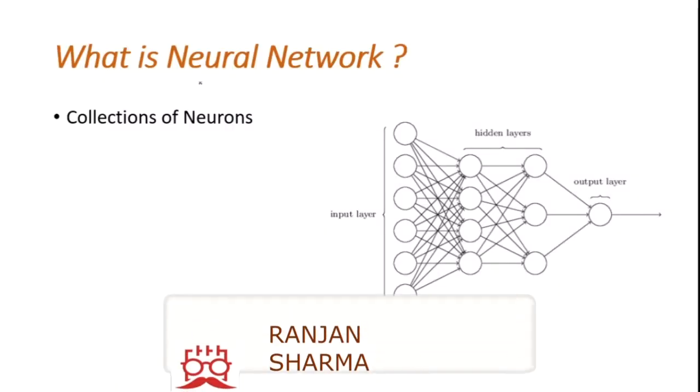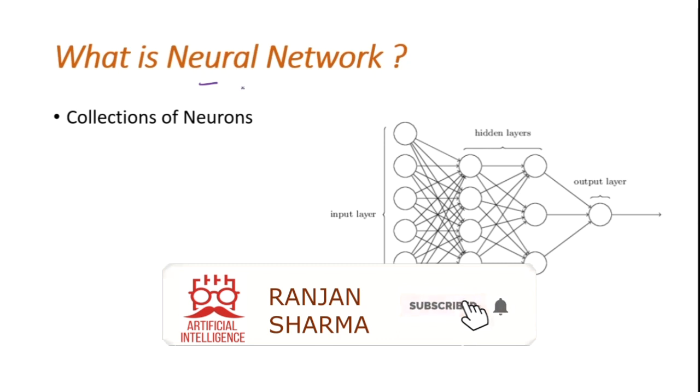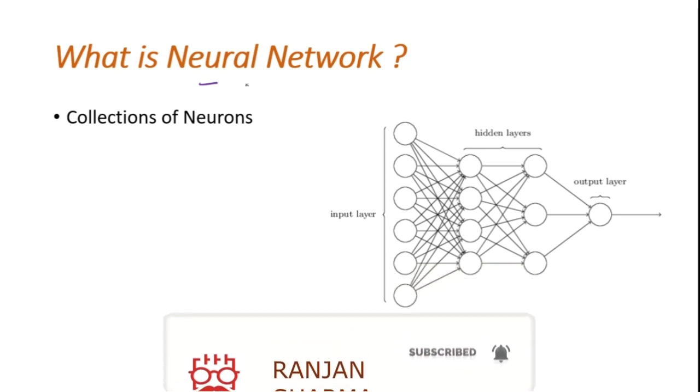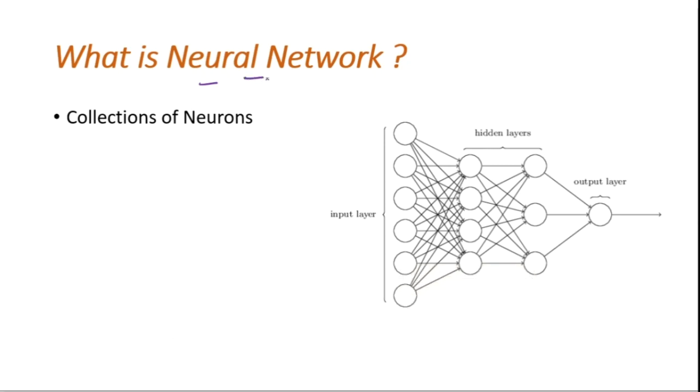So now what is a neural network? Whenever we come across deep learning we have to understand that we are talking about neural networks, and a neural network is just a collection of neurons. This is an example of a neural network, and these are the neurons. So a neural network is just a collection of neurons which are connected together in some fixed layer structure.